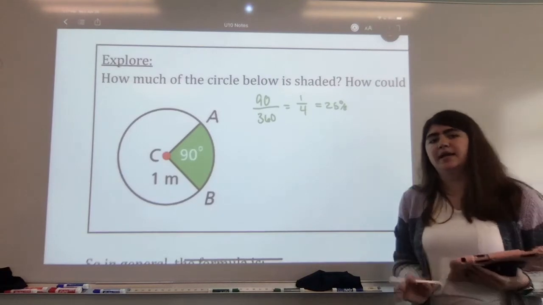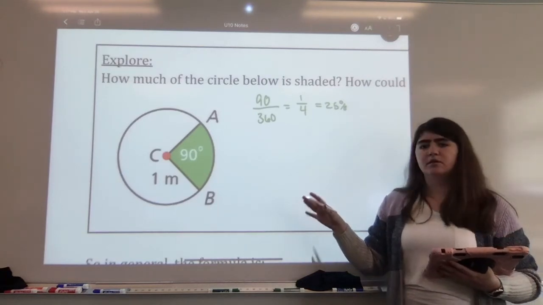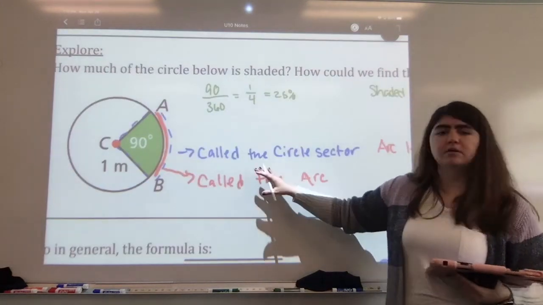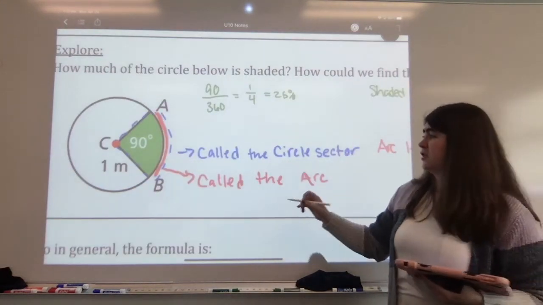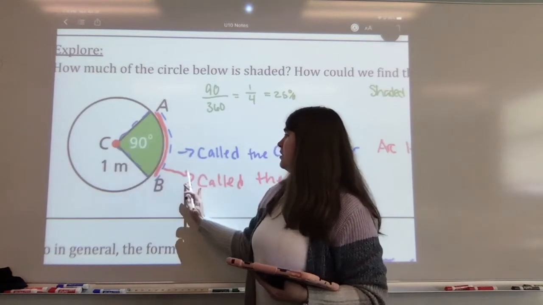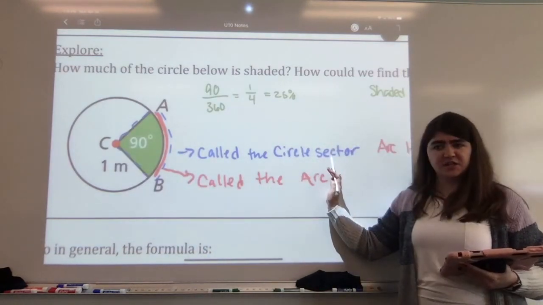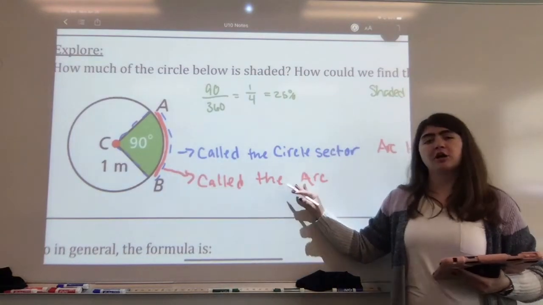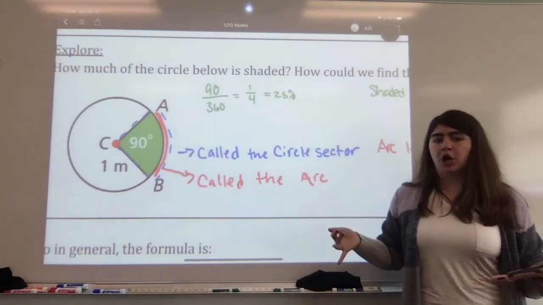So let's go ahead and add that in so that it's a little more clear as to what exactly we are talking about. All right, so to label our pieces from our formulas here, this shaded region is what we call the circle sector, and then this distance from A to B is what we call an arc, and the length of that would be arc length.